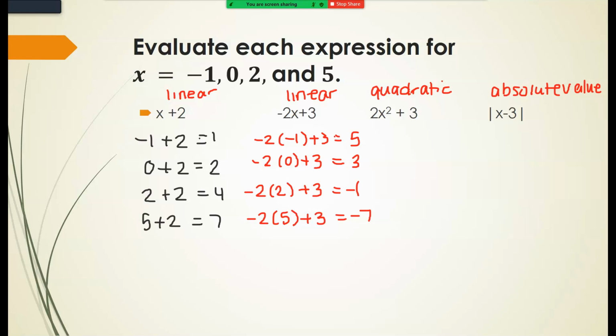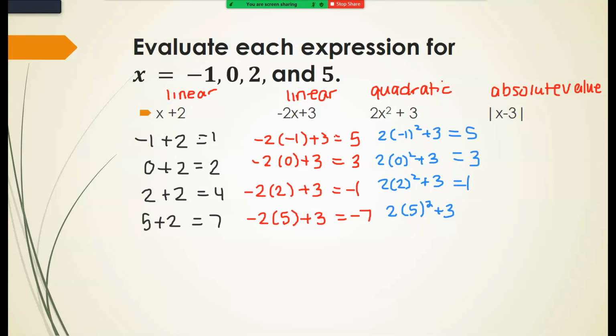So for the quadratic, same idea. It's 2 times -1 squared plus 3, 2 times 0 squared plus 3, 2 times 2 squared plus 3, and 2 times 5 squared plus 3. Let's make the 1 a 3. So we get 5, 3, 11, and 53.